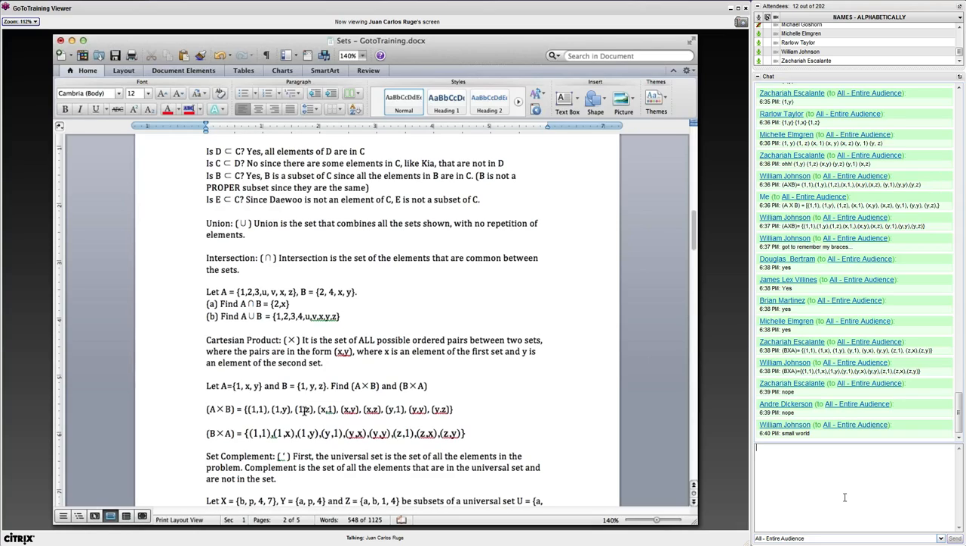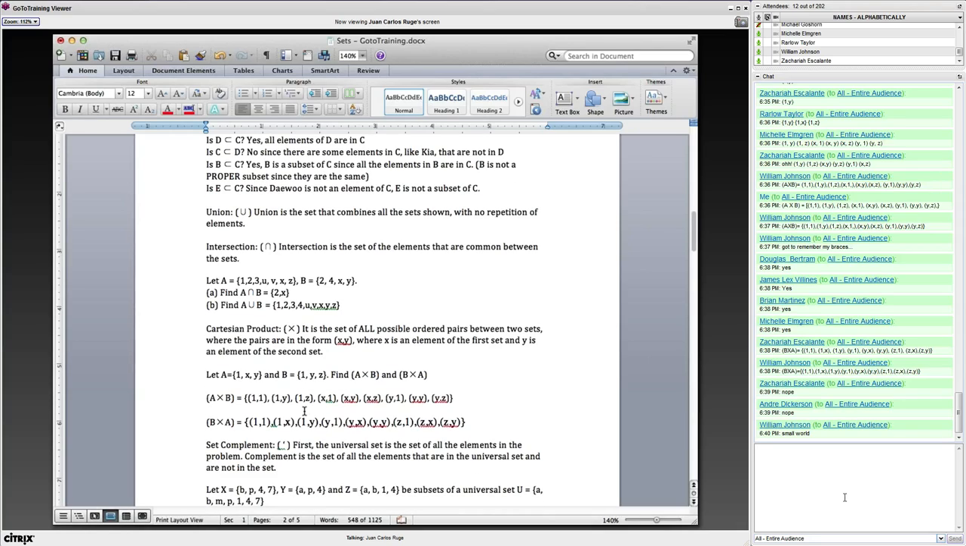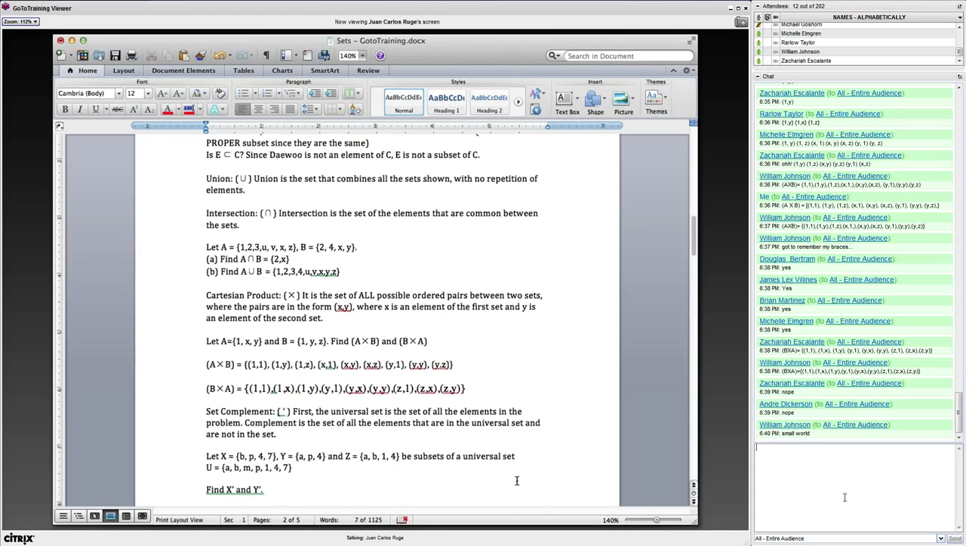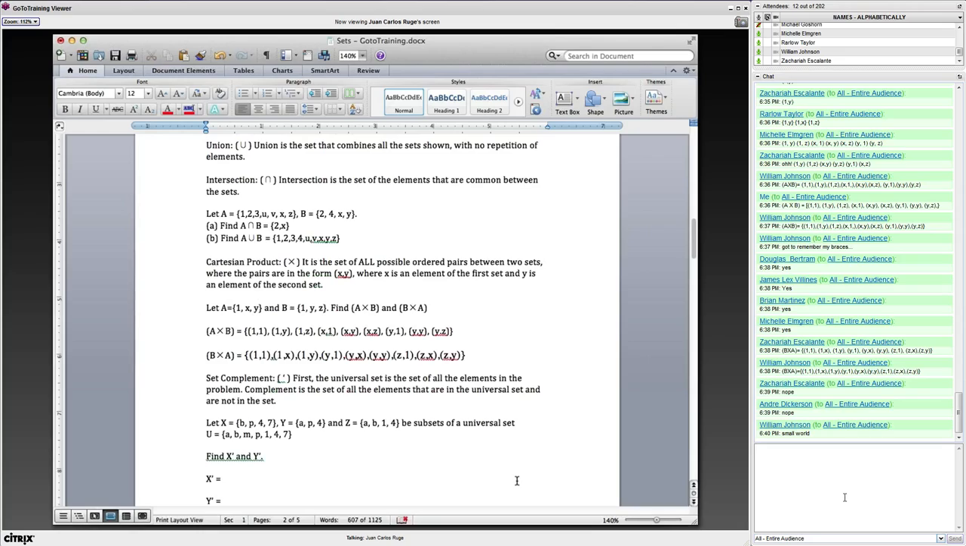Okay, so here I have set X, set Y, set Z. And I have the universal set. Be careful because the universal set is A, B, M, P, 1, 4, 7. The questions are, what is X complement and what is Y complement? And remember, be as specific as possible. Oh, the symbol is apostrophe, by the way.